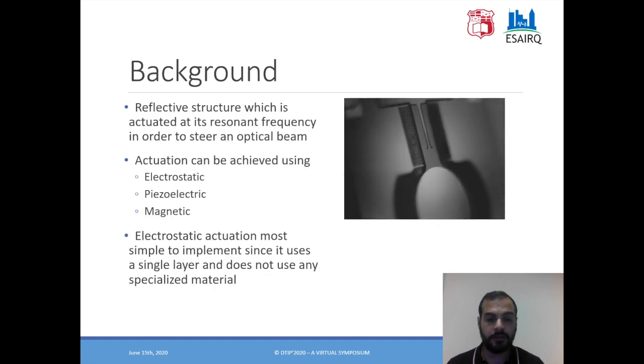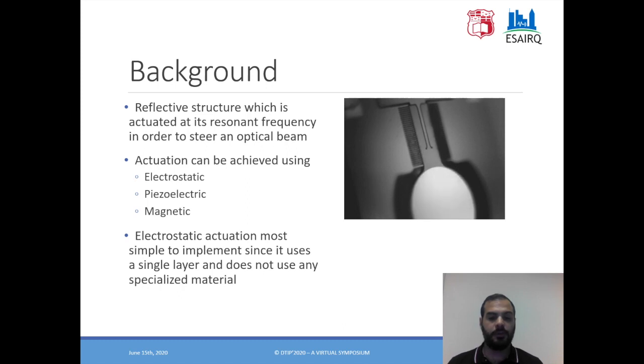So, a bit of a background about resonating MEMS micromirrors. These are structures typically manufactured in silicon and coated in a reflective layer. When oscillating, they are used in order to steer optical beams, and they're used in applications such as pico projectors, IR scanners, and microscanning spectrometers.